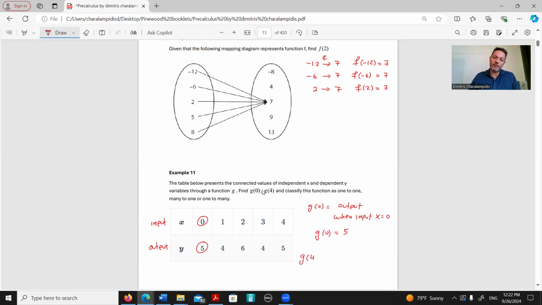g of 4 would mean what is the output when the input is 4. The input is 4. Be careful not to be tricked in this case. This is the input of 4. The output is clearly equal to 5 again. g of 4 is 5.